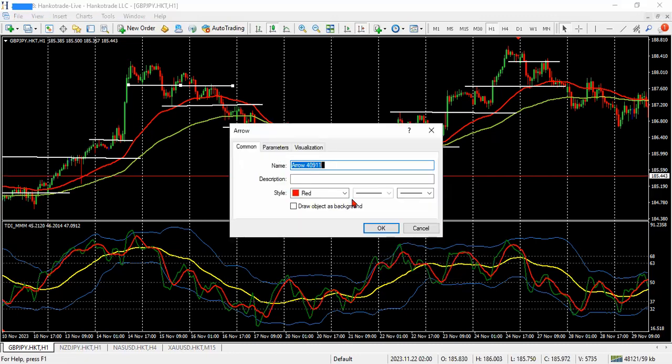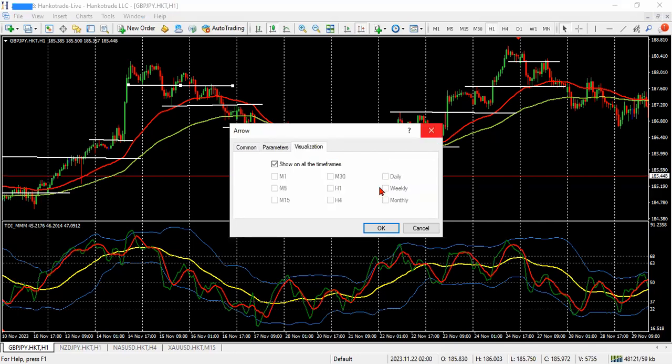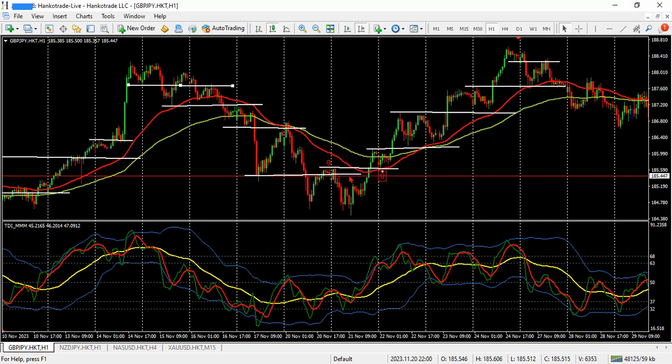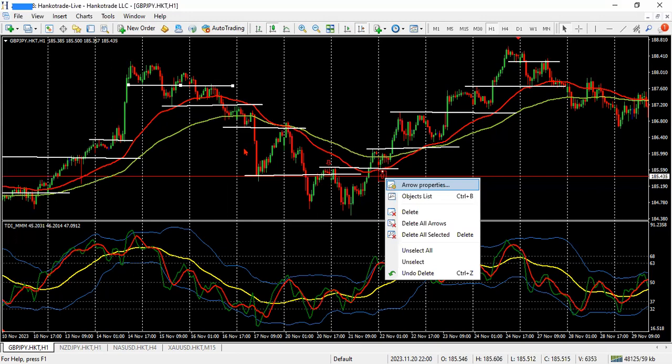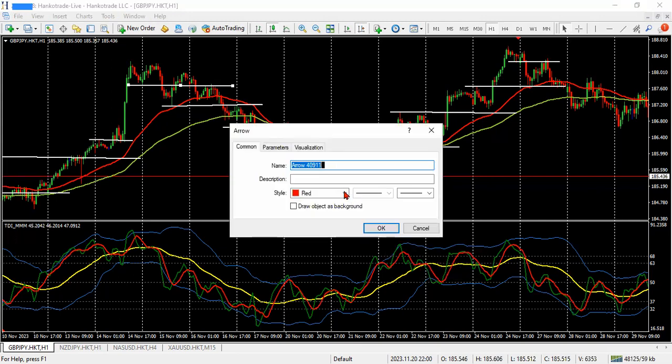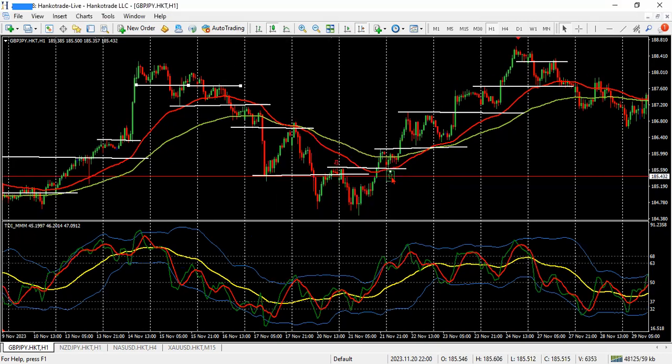Let's see if we can make it a little bit bigger. All right, so we got the up, we got the down arrow. And I want to change this up arrow to green. I should be able to change the color.